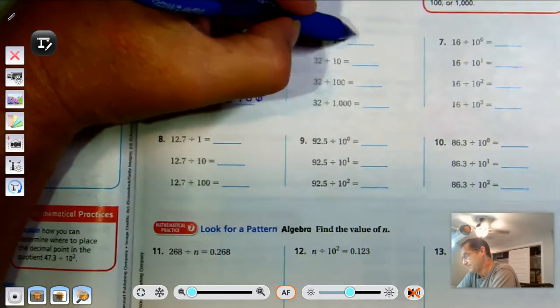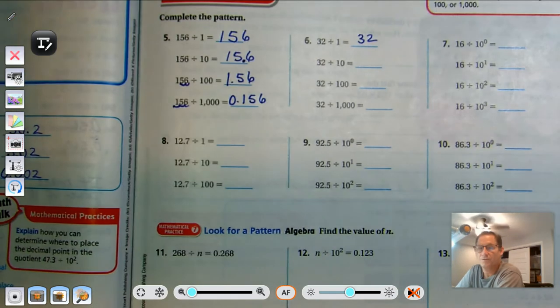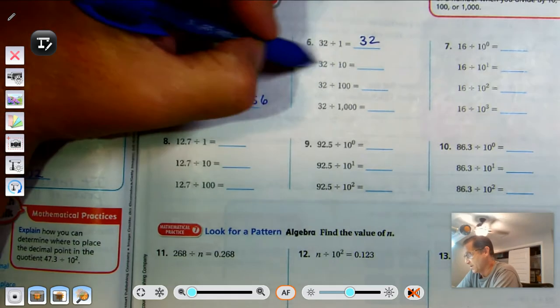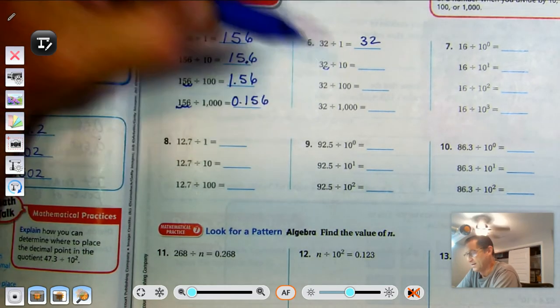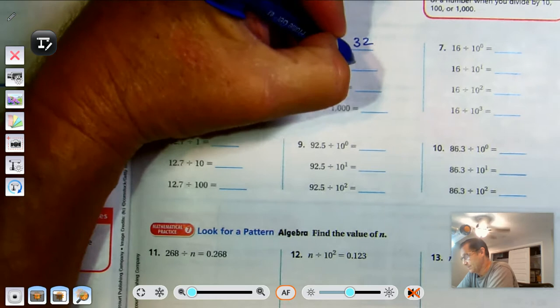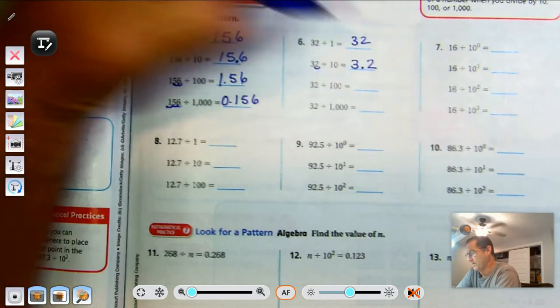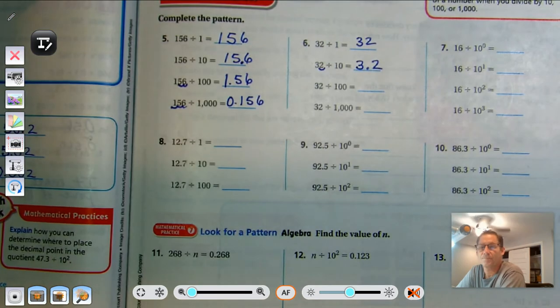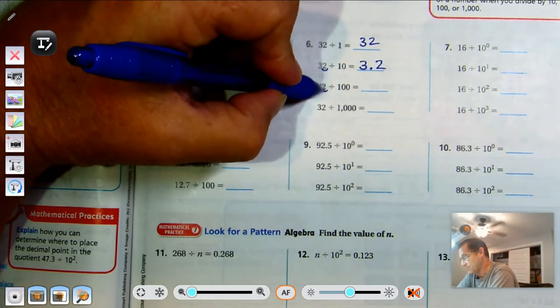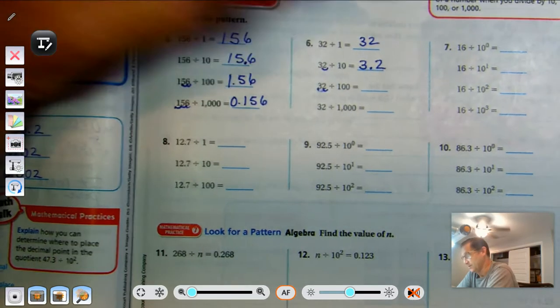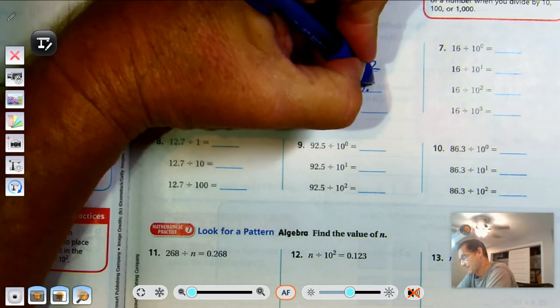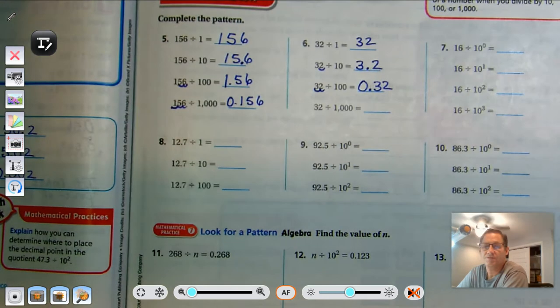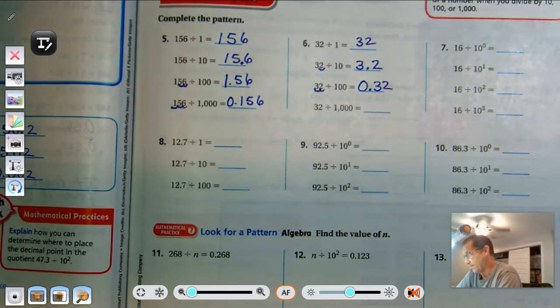32 divided by 1 is 32. We're not going to move the decimal point at all. 32 divided by 10, move the decimal point 1 place to the left, and we have 3.2. 32 divided by 100, move the decimal point 2 places to the left, and we have 32 hundredths. 32 divided by 1,000.